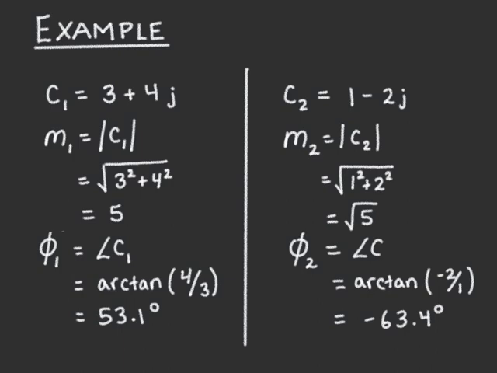And then we'll find the phases. Phi1 will be the arctangent of 4 over 3, which is 53.1 degrees, and Phi2 will be the arctan of minus 2 over 1, which is minus 63.4 degrees. We don't have any problem here with phase ambiguity because we're working in the first and fourth quadrant.